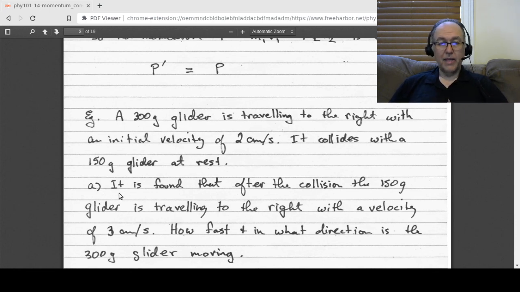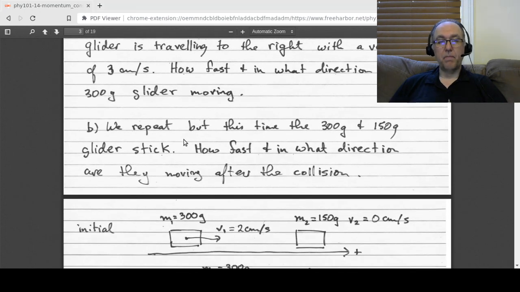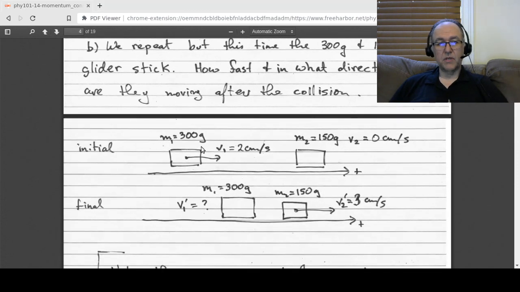Okay, so A, it is found that after the collision, the 150-gram glider is traveling to the right with a velocity of 3 centimeters per second. How fast and in what direction is the 300-gram glider moving? So if we find that the 150-gram glider is traveling at 3 centimeters per second, how fast must the 300-gram glider be traveling? All right, so let's see if we can solve that one. And actually there's a part B, but I'll come back to that. In part B I have them sticking together, and I even added a part C after this. But let's look at part A first.